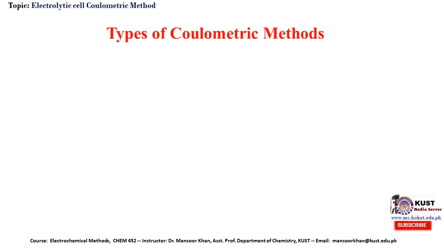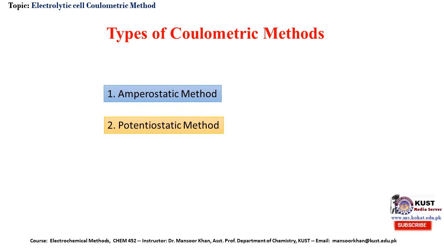Now this slide shows the types of coulometric methods. There are two types of coulometric method. One is the amperostatic method and the other one is the potentiostatic method. We will discuss the amperostatic method in this lecture, while the potentiostatic method will be discussed in our next lecture.